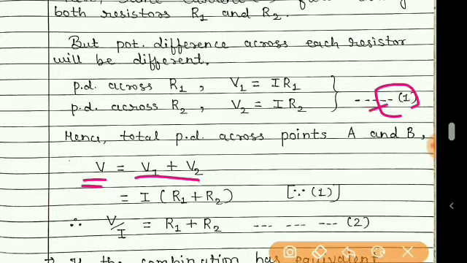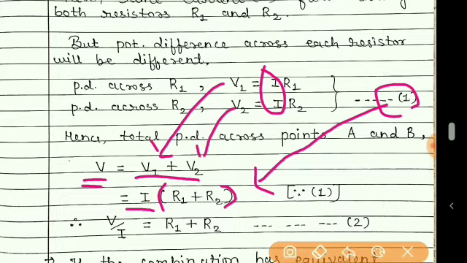Now using equation 1 here and taking out common I, we get V = I(R1 + R2). Here we have put in the values of V1 and V2 and taken out common I. Now if we bring this I from the right-hand side to the left-hand side, we get V by I on the left side, and what remains on the right side? Only R1 + R2. Let us give this equation number 2.